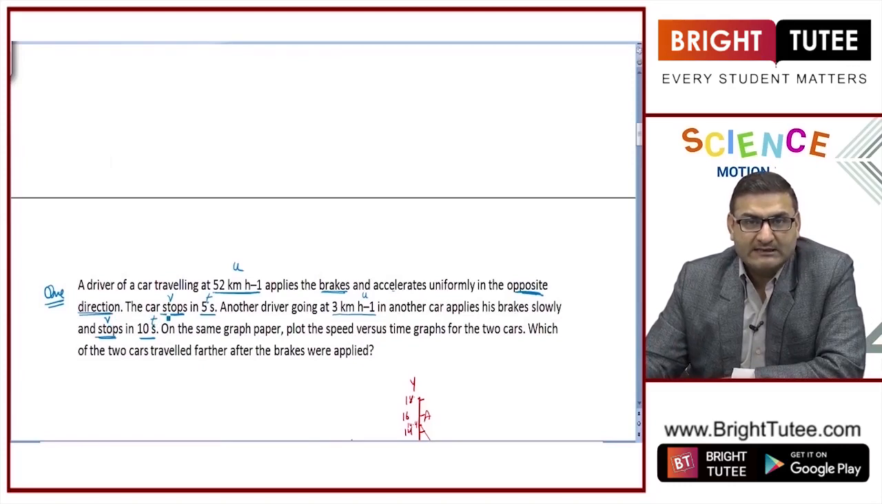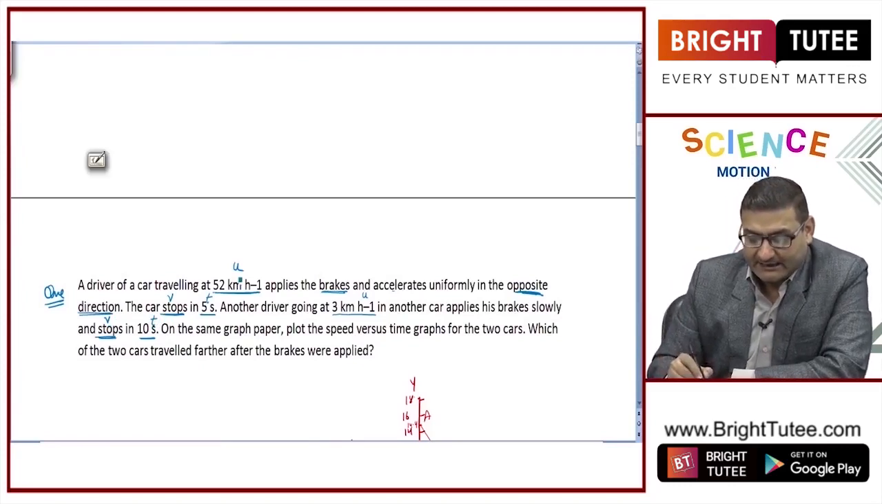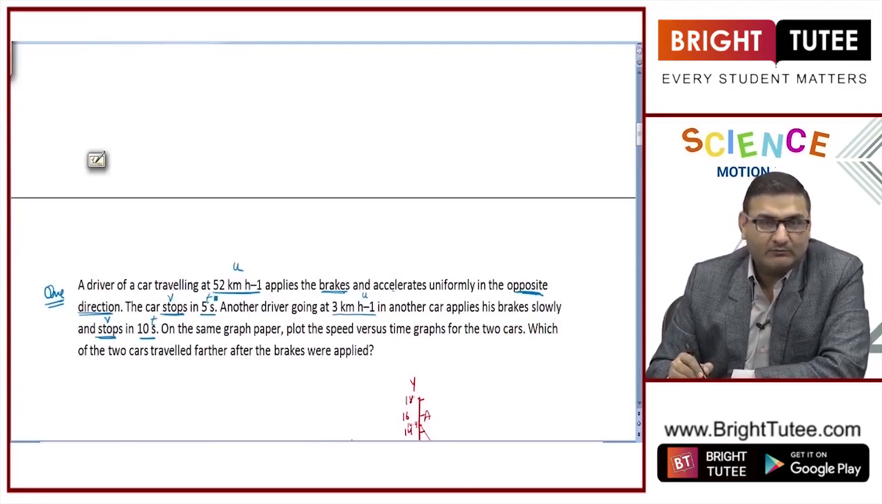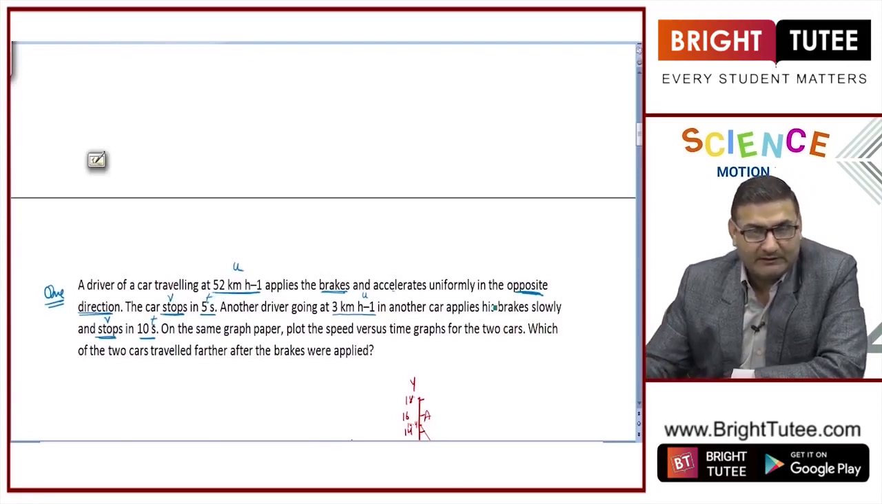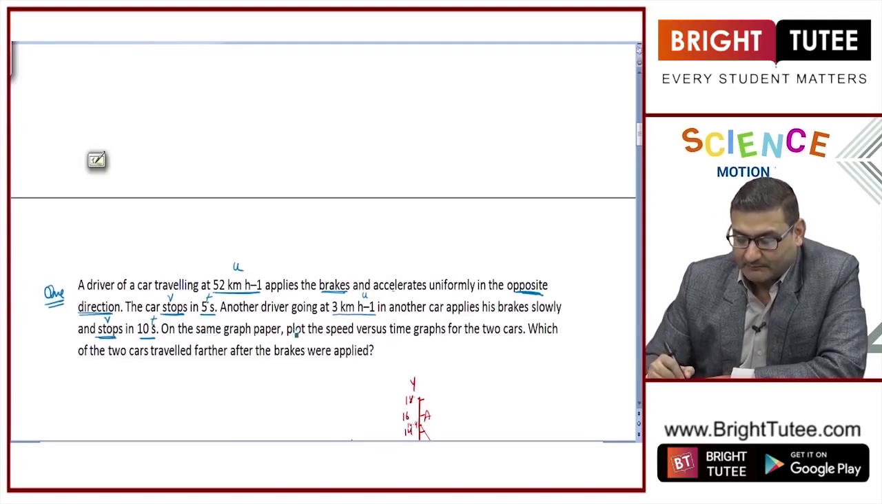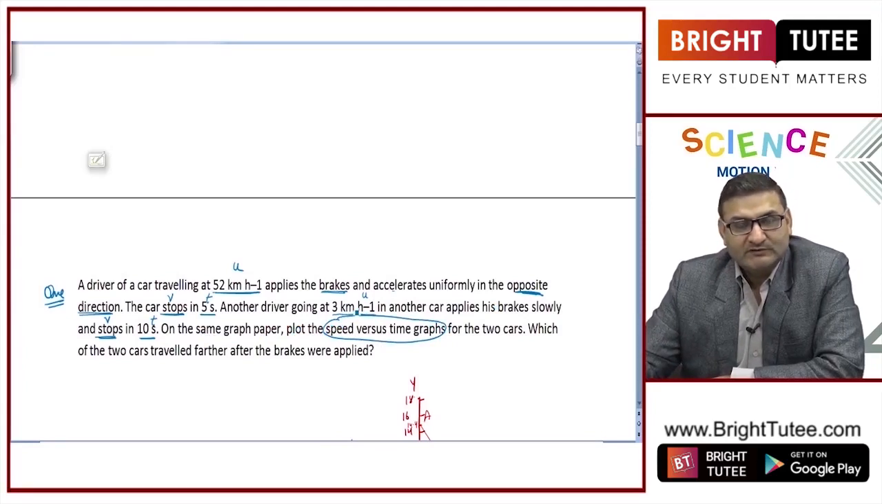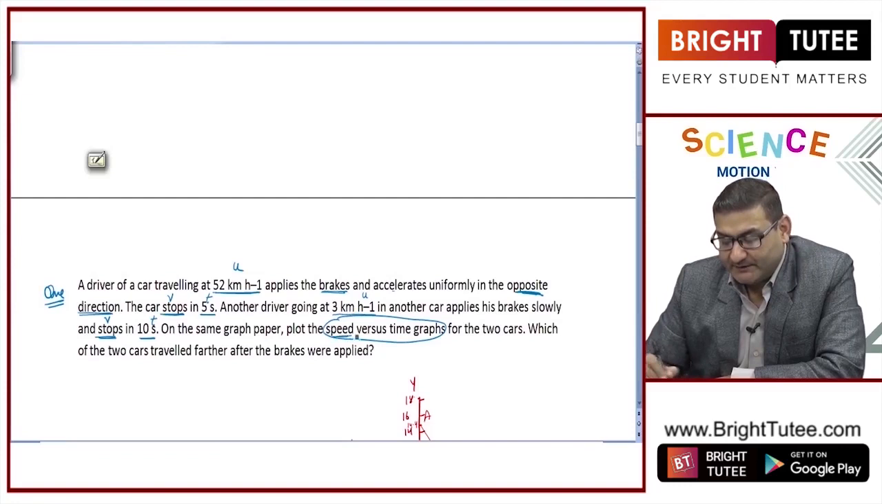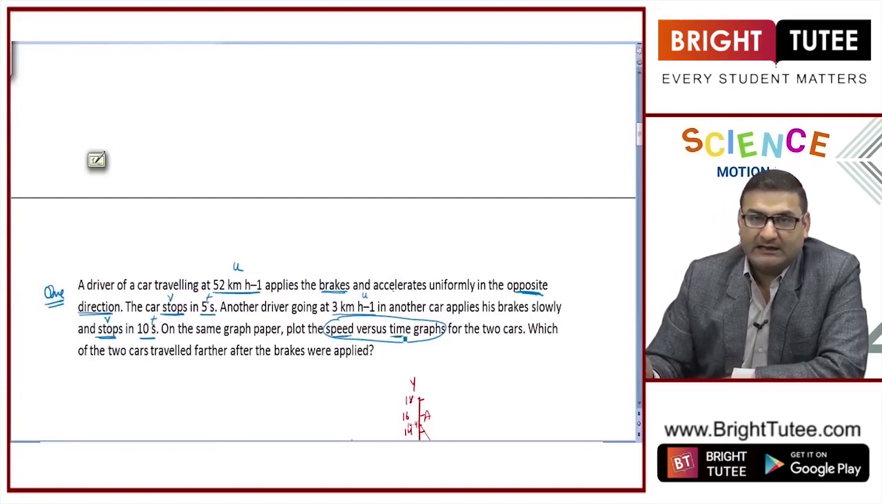So there are two cars. Either we can take car A and car B, or we can relate it to be u1, v1 and t1, giving the number one to car A, and u2, v2 and t2 for the second car. Right. Now on the same graph paper, plot the speed versus time graphs. We have to just form the speed versus time graph.